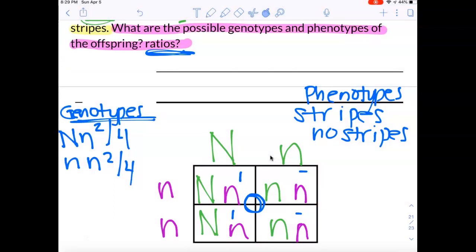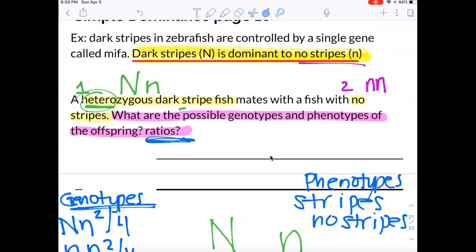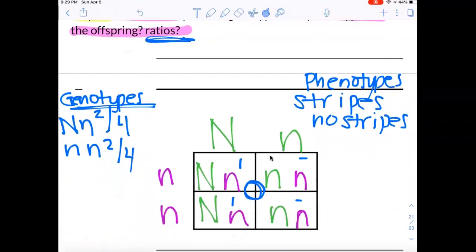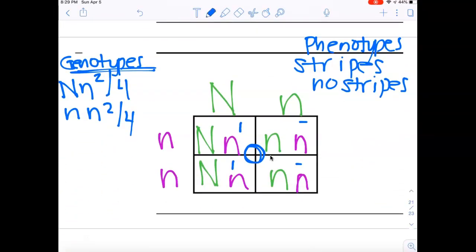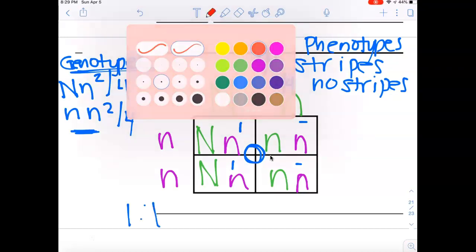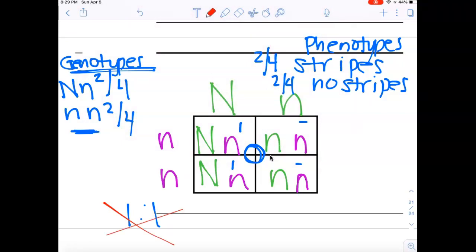Stripes and no stripes. Well, I need to know which one was dominant and which one was recessive. Dark stripes is dominant, no stripes is recessive. So, how many of my boxes are dominant? 2, and that would be stripes. So I'm going to say 2 out of 4. Little n, the only way to get the recessive, 2 out of 4. That's what I mean by ratios. I don't want something like 1 to 1. That's a big no-no. You're just going to confuse yourself. Just count the boxes out of 4. Can you simplify this to 1/2? Sure. Do you have to? No. So maybe don't waste the time.